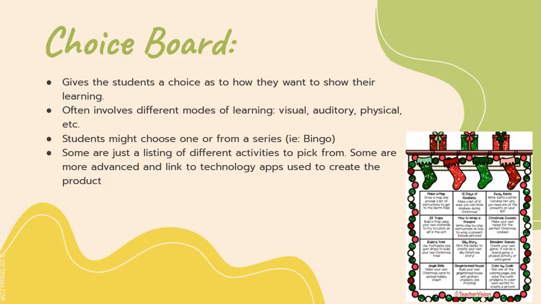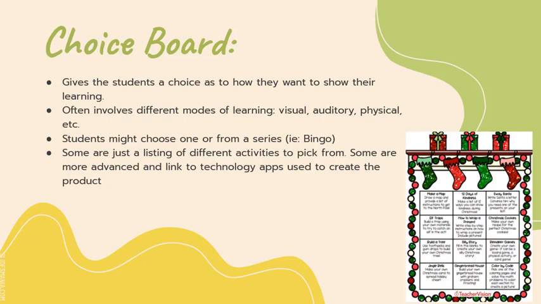Oftentimes, there are different activities listed on the choice board that the student can choose from, and oftentimes there are different modes of learning. So one might be visual, the other one might be auditory, the other one might be physical. So it taps into different interests and different modes that they might prefer to show their learning. Sometimes it's in a chart format and the student only chooses one. Sometimes they choose from a series.